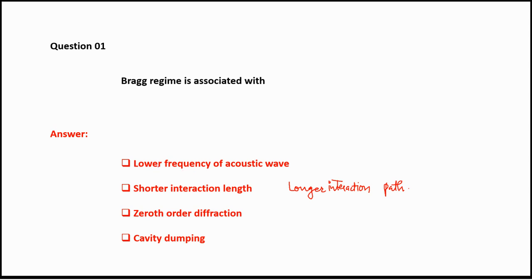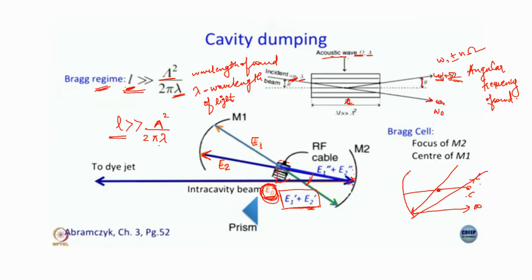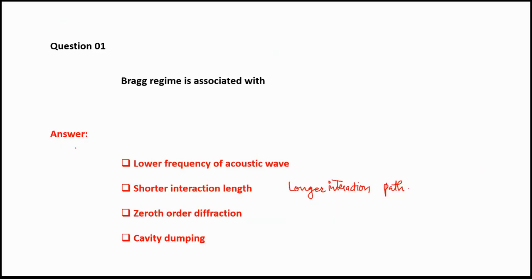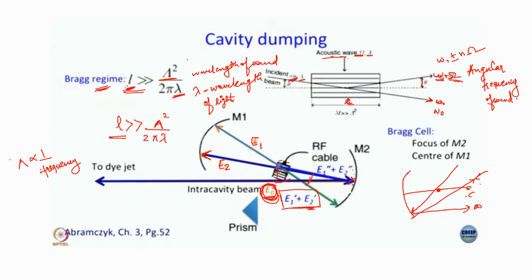The second one is lower frequency of acoustic wave. See this relation. This is the acoustic wavelength. Now, if you want L to be greater, you need this to be greater, and if this is greater, the frequency will be lower, since wavelength is inverse of the frequency. So this can also be the right answer. And the third one is zeroth order diffraction. So yes, this is correct.